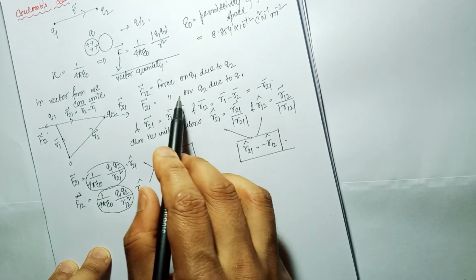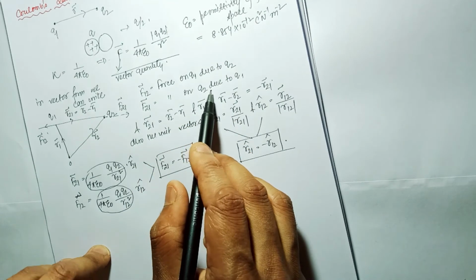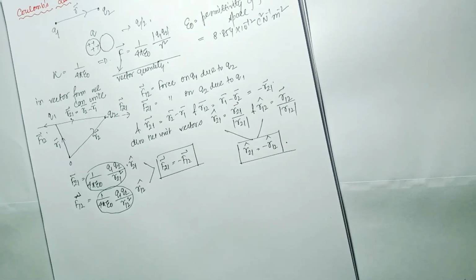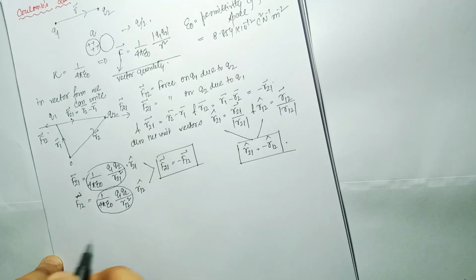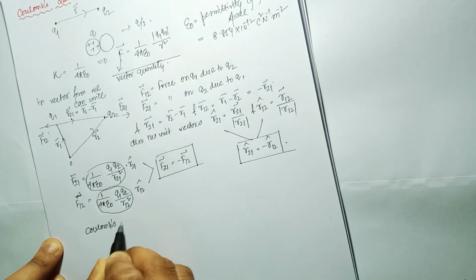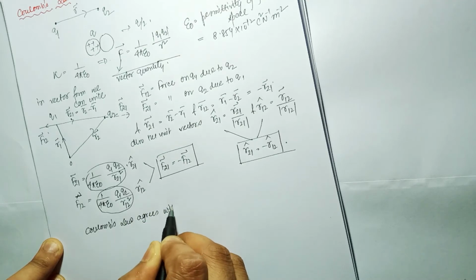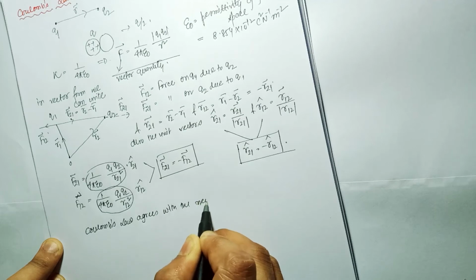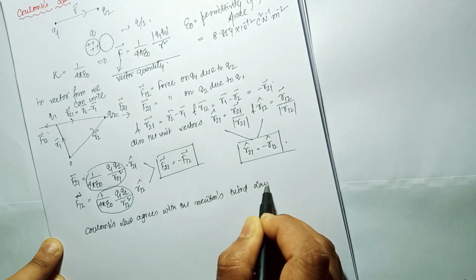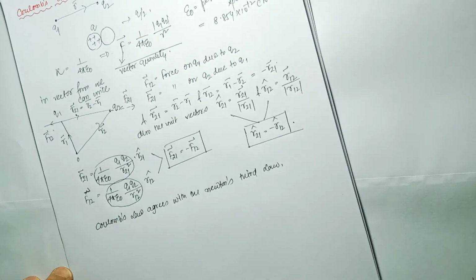So the force acting on Q1 due to Q2 is equal to the force acting on Q2 due to Q1, but the direction is opposite. The magnitude is the same. So you can get that Coulomb's law agrees with Newton's third law. So what is Newton's third law? That every action has its equal and opposite reaction.